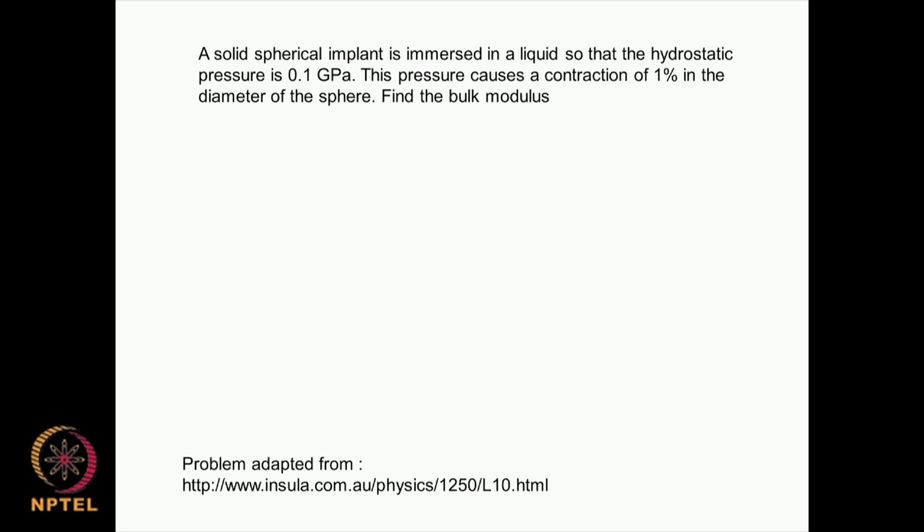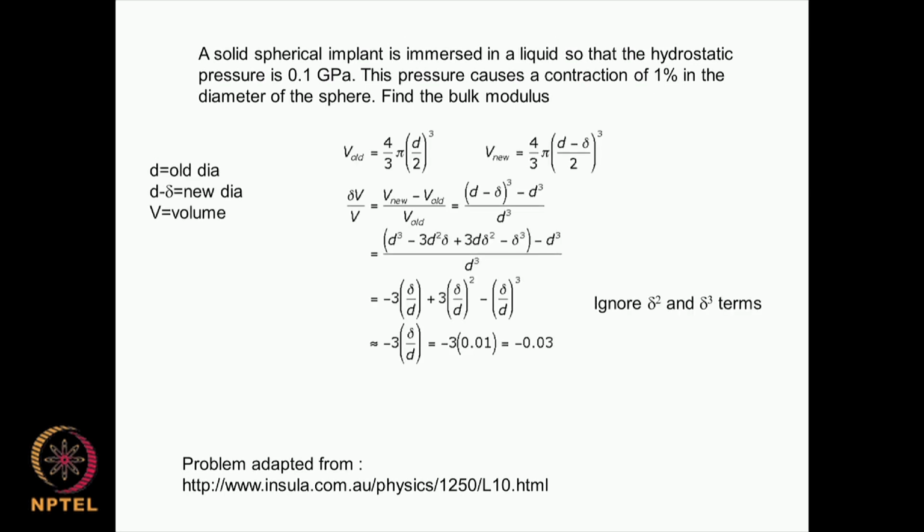It is a little bit tricky, not too much. Let us look at it. Suppose d is the old diameter, and d minus delta is the new diameter, because the material has contracted. That is why I am subtracting. V is the volume. The old volume is 4 by 3 pi r cubed, as you must have studied in school. Instead of r we put d by 2. For the new volume we put 4 by 3 pi times (d minus delta) by 2, cubed. Then the change, delta V by V, is given by V new minus V old, divided by V old.